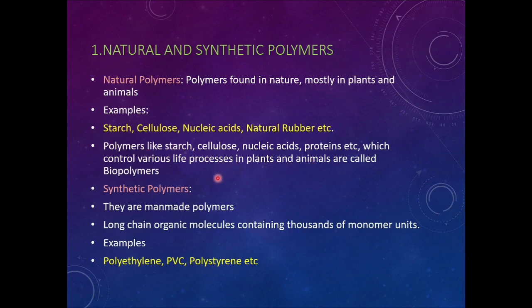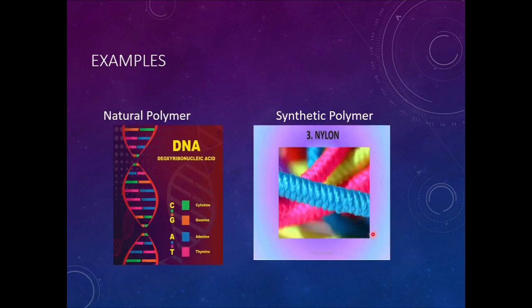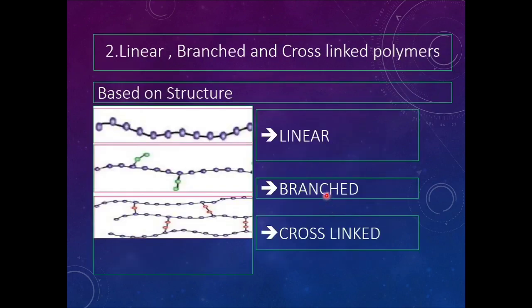Now the second one is synthetic polymers, and they are man-made polymers, and they are long chain organic polymers. Synthetic polymers are long chain organic molecules containing thousands of monomer units. Examples are polythene, PVC, polystyrene, etc. And DNA is an example of a natural polymer, and nylon is an example of a synthetic polymer.